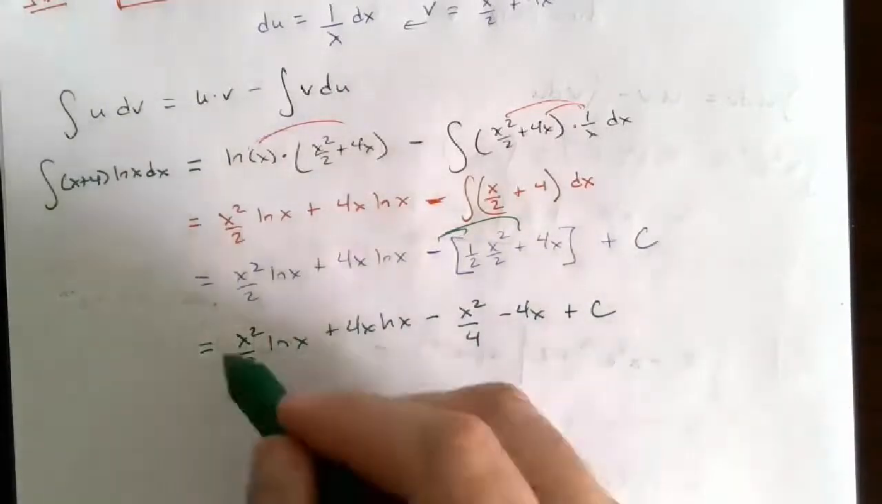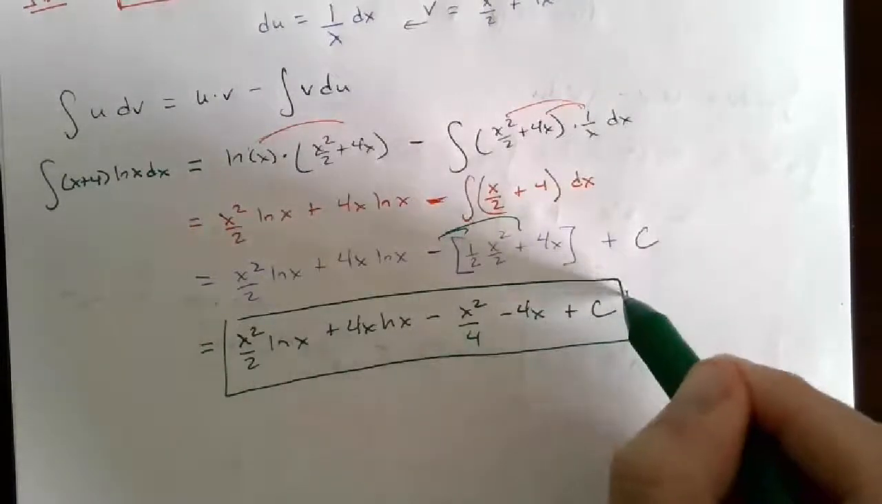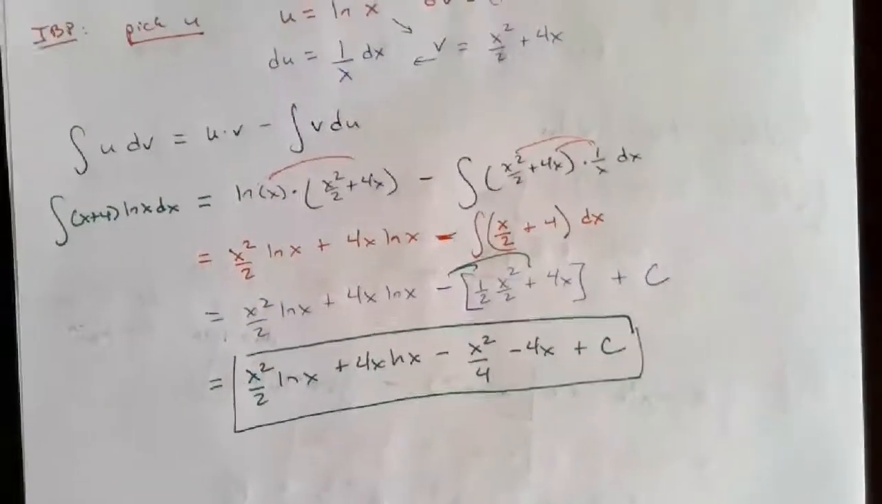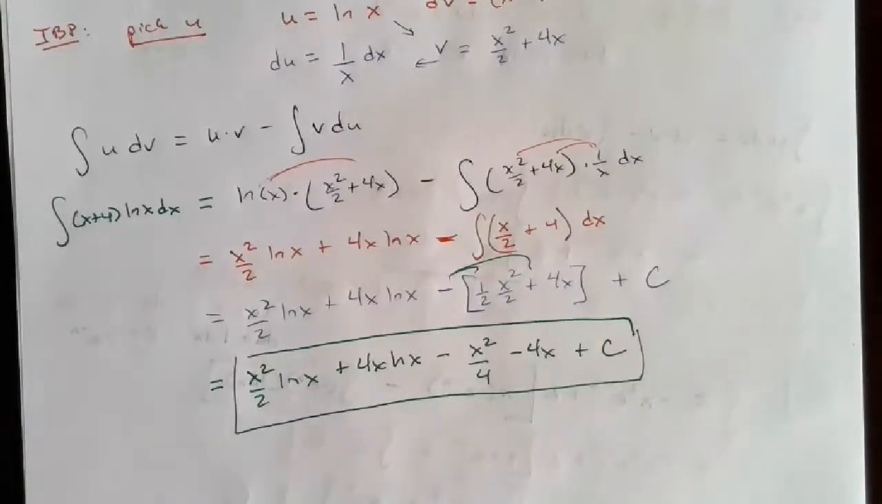And you can leave it like that. These aren't like terms, so that will stay as is. So that's the antiderivative of x plus 4 times natural log of x dx. So yeah, use integration by parts. Make sure you follow your priority.